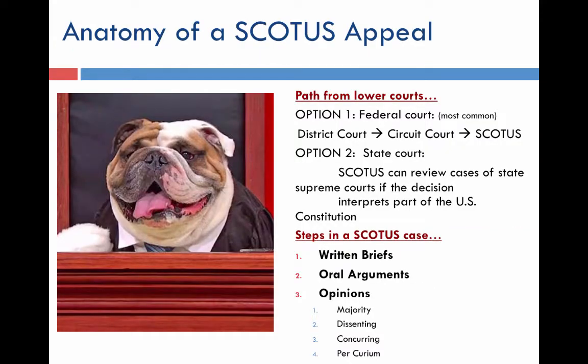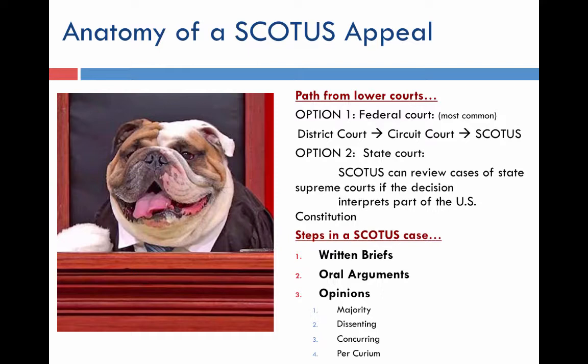So there are 2 main paths from the lower courts to get to the Supreme Court. The most common path is that there's a case that is in federal district court. It gets appealed up to federal circuit court, and then goes up to the Supreme Court. That's a pretty straightforward path. It's right up the left side of that chain of command we talked about earlier.